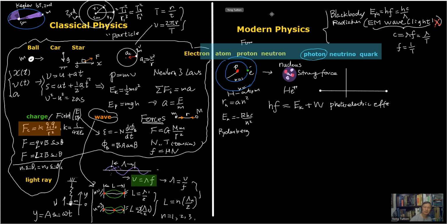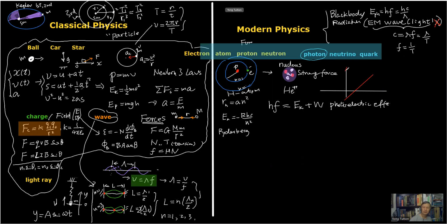The y-intercept is negative. Have you seen this diagram before? Yeah. Okay. The x-intercept is the threshold frequency. No, that is the work function. Yes. Okay. So I draw this straight line here.